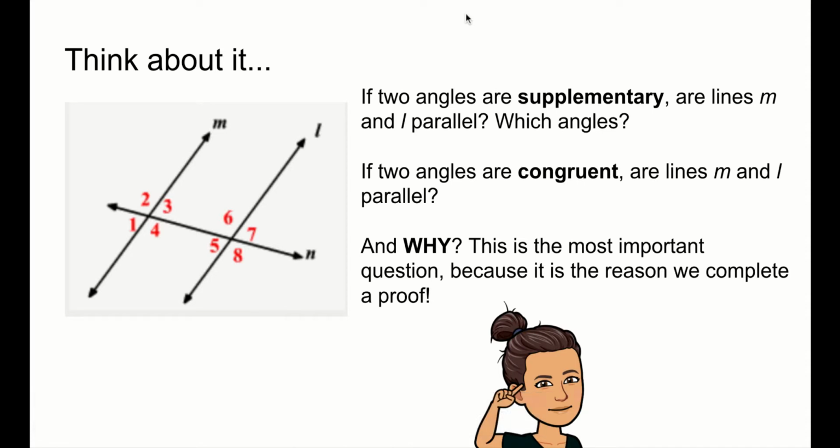So think about it. If two angles are supplementary, and which angles need to be supplementary? Are lines M and L parallel? If two angles are congruent, these are things we've talked about. Are lines M and L parallel? And which angles? And why? This is the most important question because it is the reason that we complete these two-column proofs.